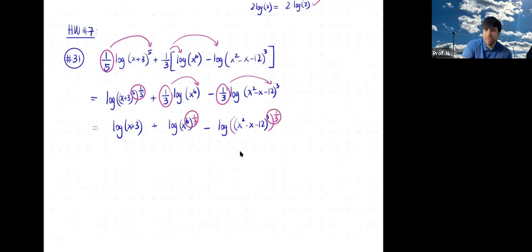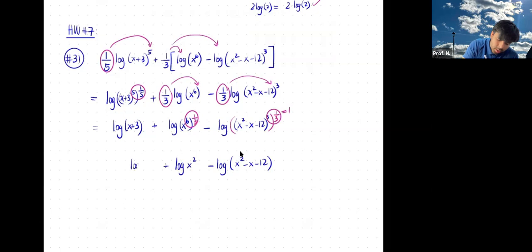Well, 3 times a third is 1. So this becomes just minus log of x squared minus x minus 12, and there's no more 3 as an exponent. What's 6 times a third? It's 2, right? So we get log of x squared plus log of x plus 3.